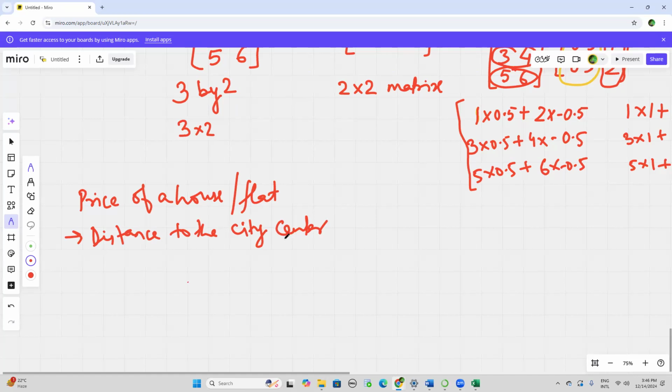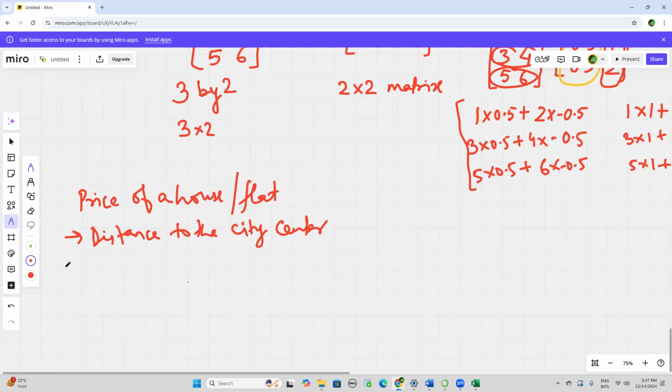Like in Bangalore, if you buy a flat near the airport, it's very cheap as compared to HSR Layout or Purva Mangla or wherever it may be, right? Because it is away from the city, correct? So the price of a house or flat depends on how far it is from the city center. You all agree? Okay.